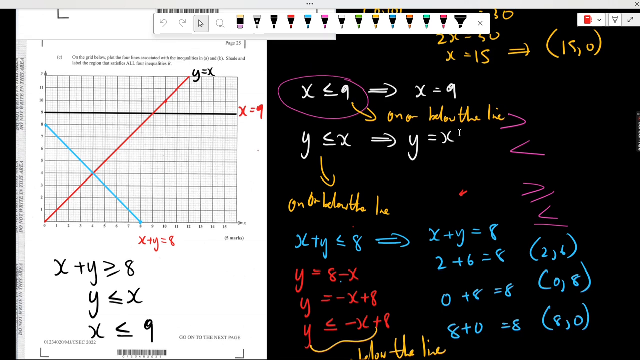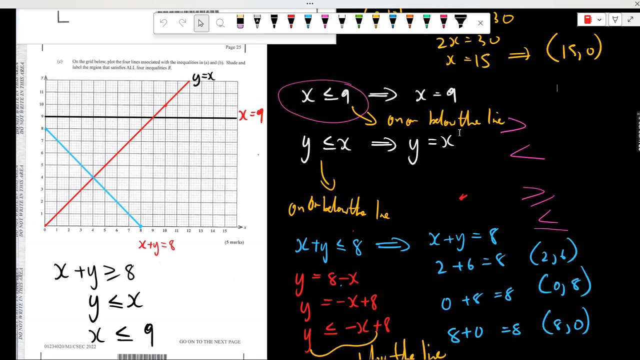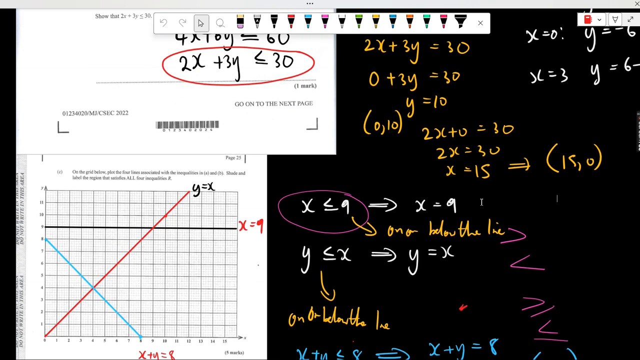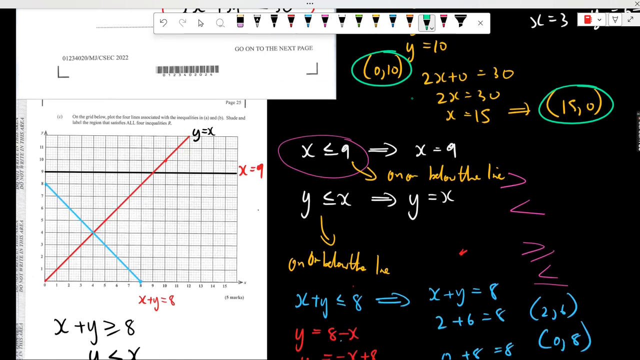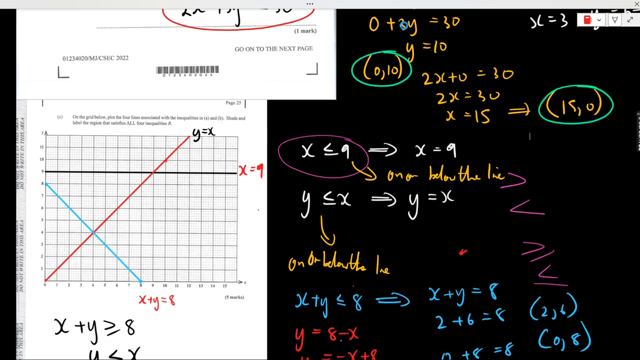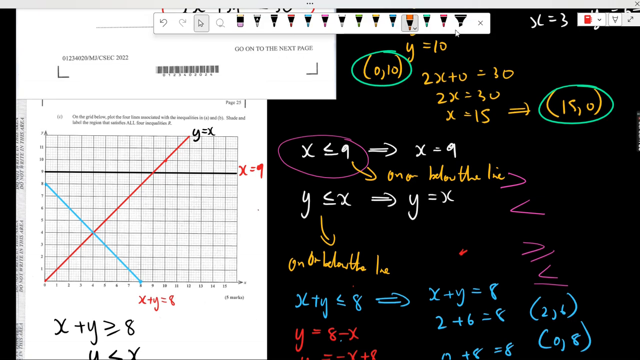All right, so let me draw my last line now. My last line will be drawn using the points 0, 10 and 15, 0. So 0, 10 is right here, and 15, 0.